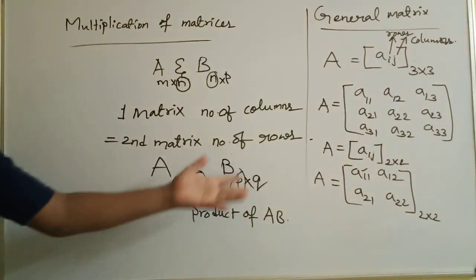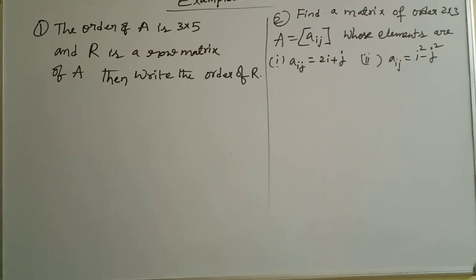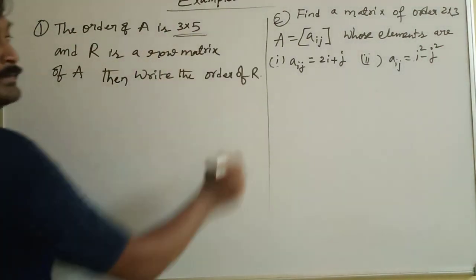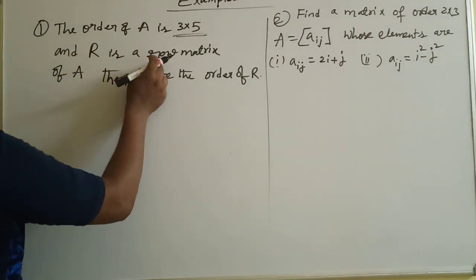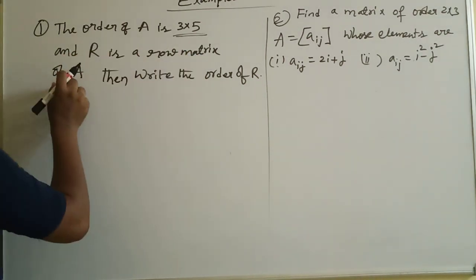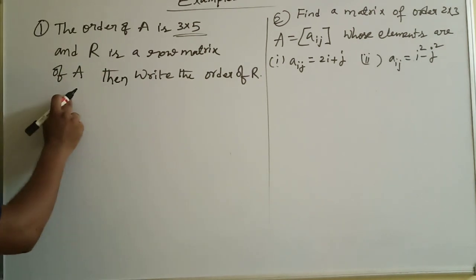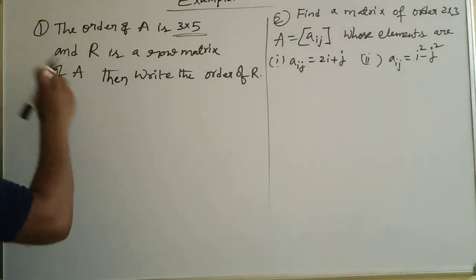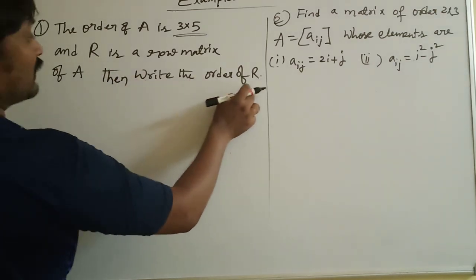Now let's move on to the example so that you can understand clearly. Alright, let's move on to the examples. First problem. The order of A is 3 by 5. And R is a row matrix of A. R is which matrix? Row matrix of A, means inside of A, one row matrix we need to find. Then write the order of R.